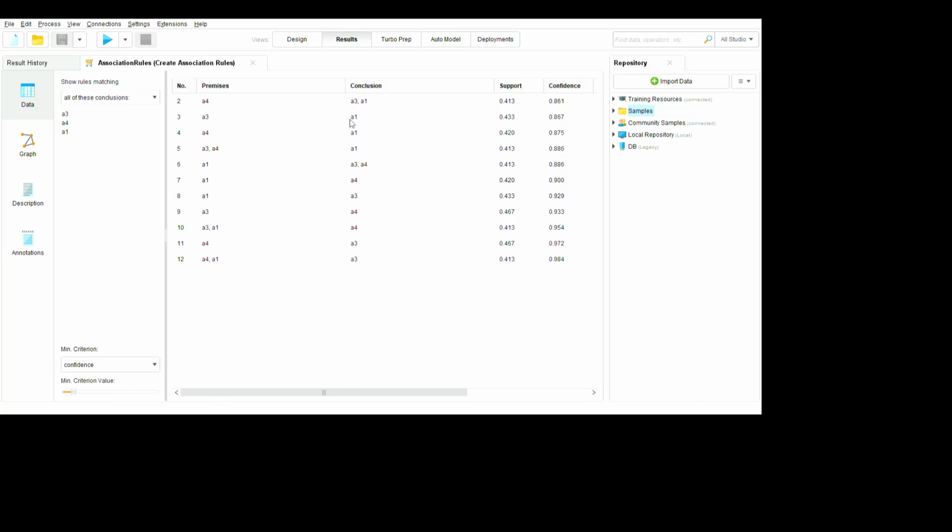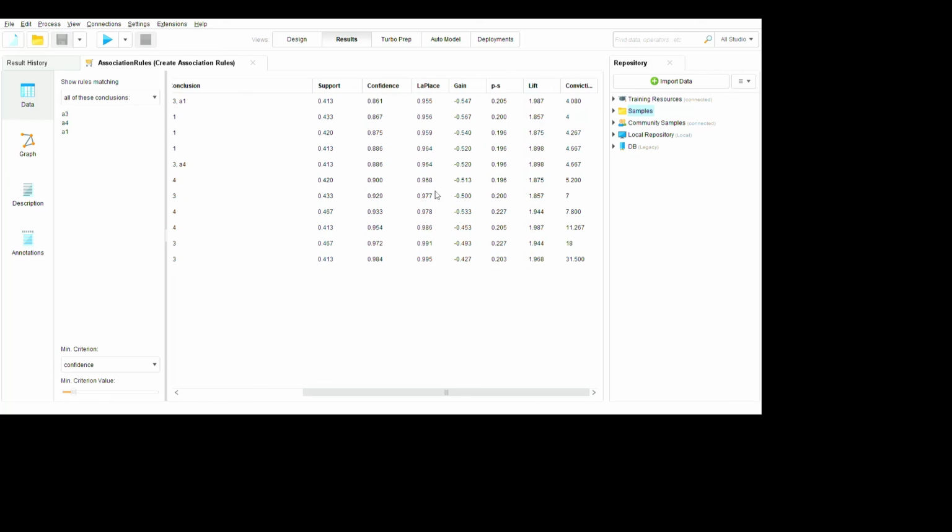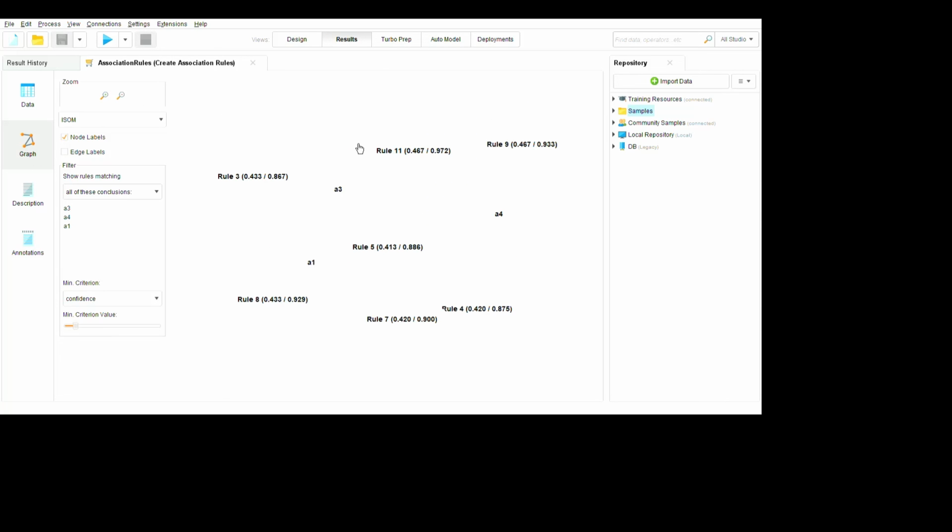From the results we can observe that if an item A4 is occurring, then it is also highly possible that the items A3 and A1 also occur together with it. So we have all these rules that are created. If we scroll through over here, we'll be able to see the support value and also the confidence value for each of the rules that are generated. And we also have the lift value. And if you move to the graph tab, we'll be able to see the attributes and all the associated rules.